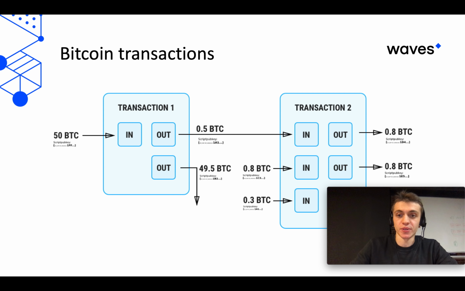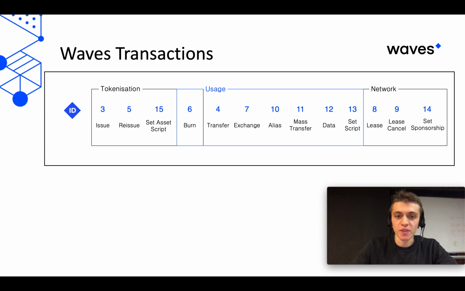In case of Waves or Ethereum, there are no inputs and outputs. There are accounts. It's an account-based model. For example, if you have a key pair, private key and public key, this is your account. And your account holds all of your tokens, all of your assets.